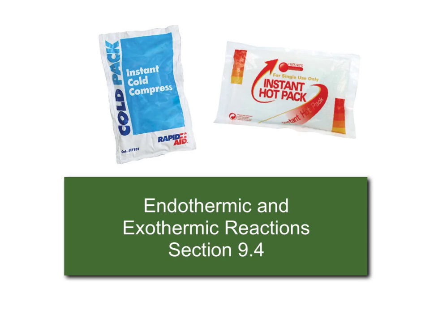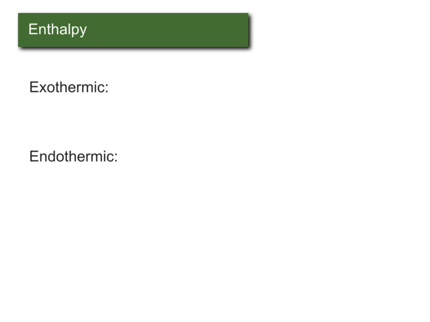Today we're going to talk about endothermic and exothermic reactions, and this can be found in section 9.4 in your textbook. So what is an endothermic or exothermic reaction? Whether a reaction absorbs or releases heat as it occurs tells you whether it's endothermic or exothermic, and this property is called enthalpy. This is one of the components of thermodynamics that we're going to talk about in this chapter.